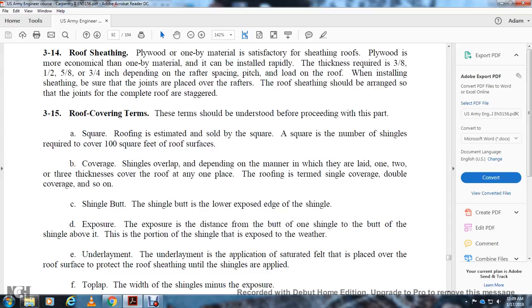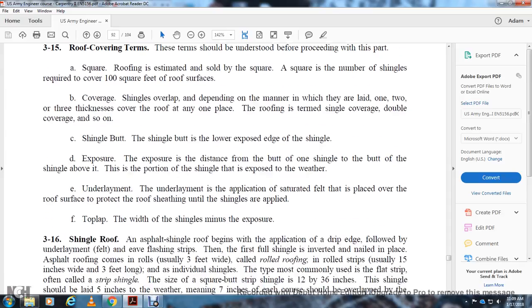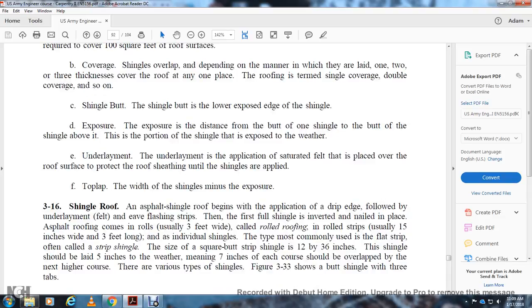Underlayment. The underlayment is an application of saturated felt that is placed over the roof surface of the project. The roof sheeting from the shingles is applied to the top lap. The width of the shingles determines the exposure.